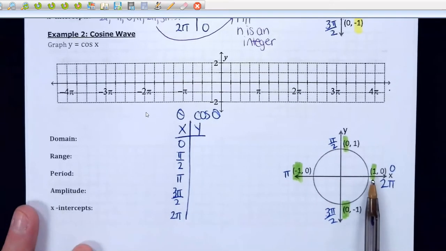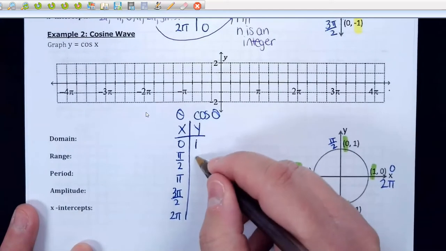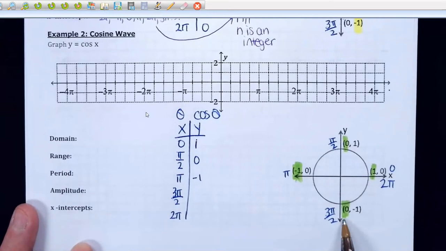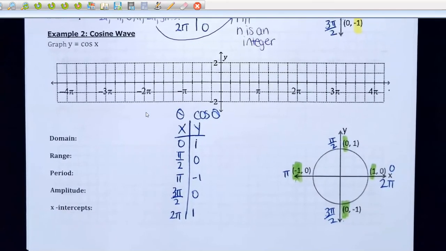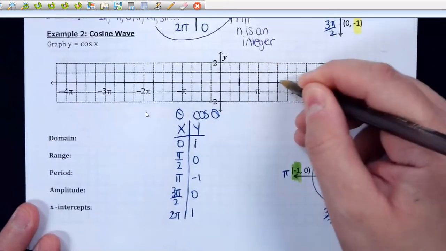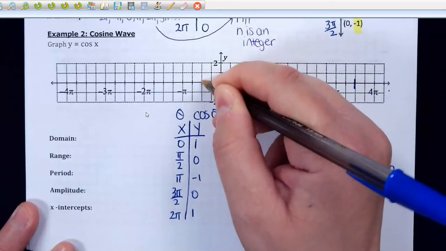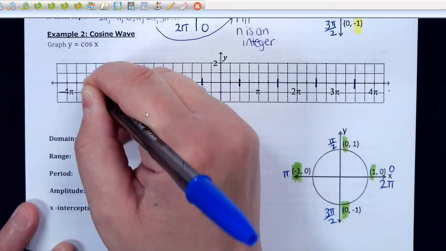So the cosine of 0 is 1. The cosine of pi over 2 is 0. The cosine of pi, negative 1. 3 pi over 2 is 0, and then we are back at 1. So there's the cycle for a cosine. So again, right in between each of these marks will be your pi over 2's. So I'm just going to put those in the graph because they're not really marked there to help myself go through here.